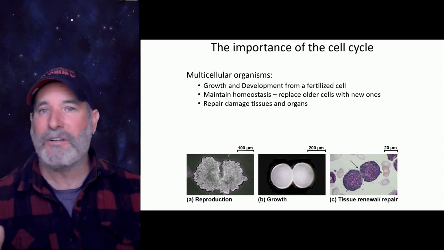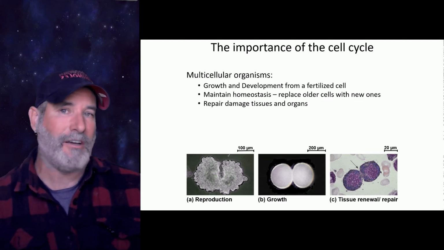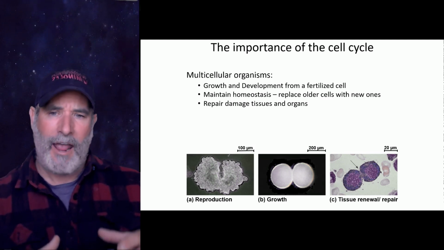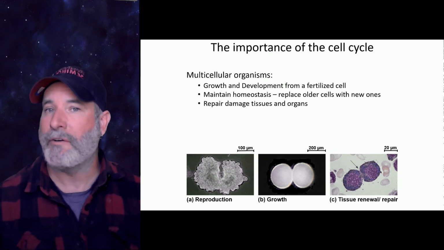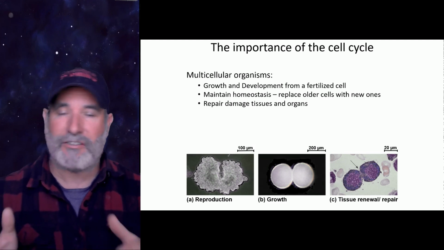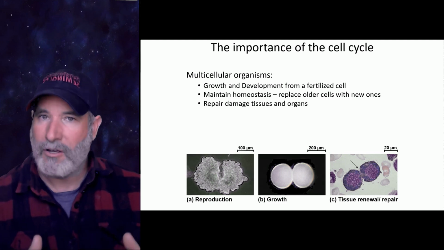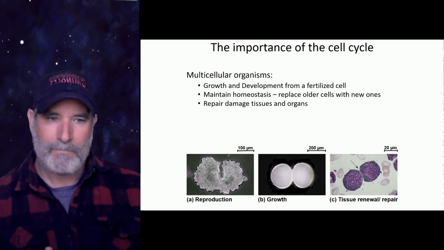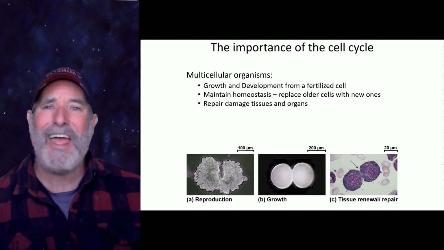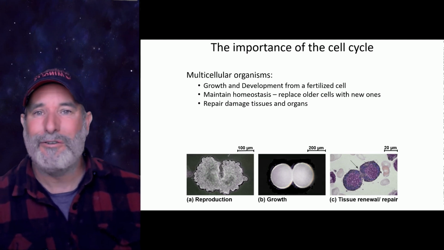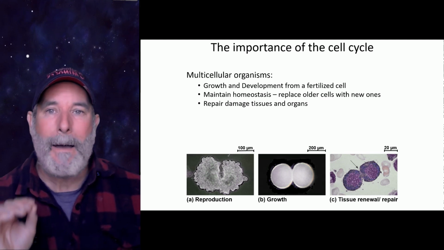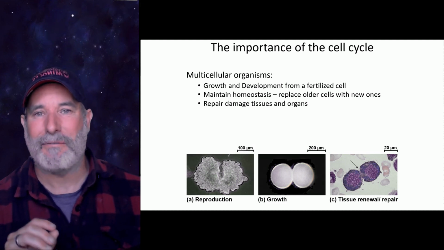I mean, every single one of us started out as a zygote, a single-celled organism, and through mitosis, we grow into an adult. And so that's our growth. That's our development. It's also for maintaining homeostasis. Think about this. Every day you are alive, you lose 50 to 70 billion cells. That's with a B.